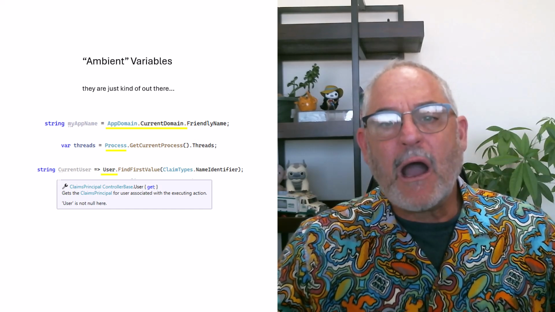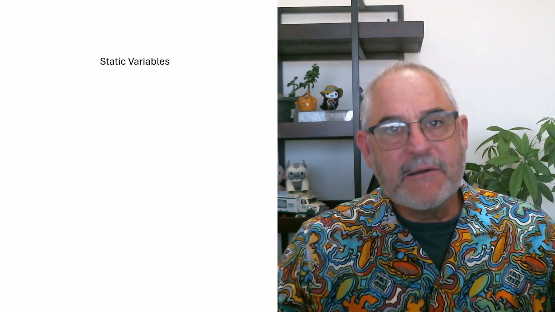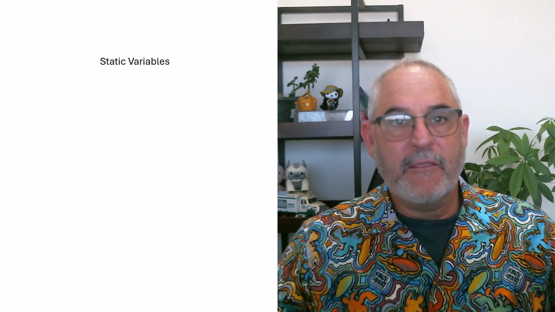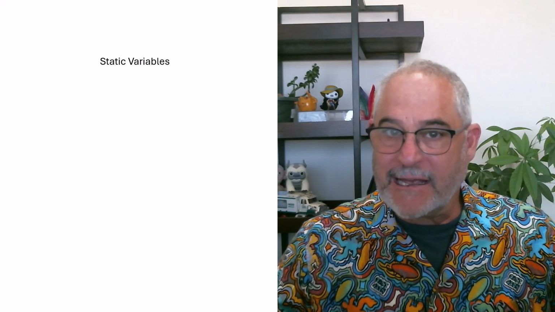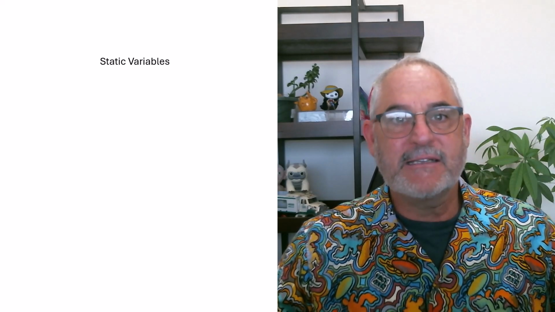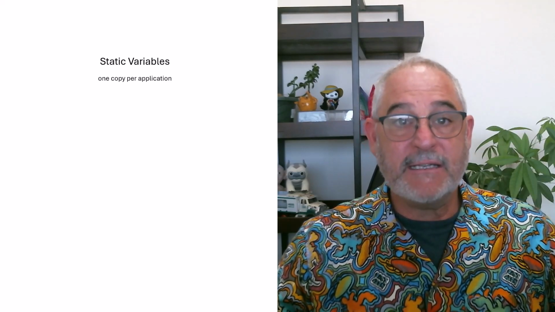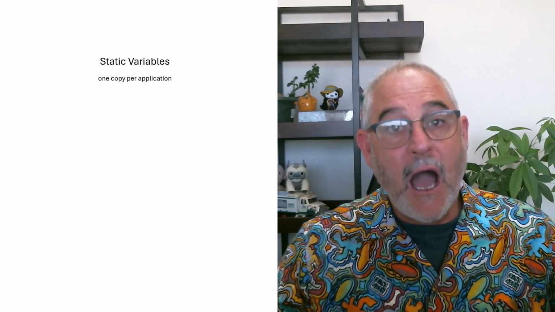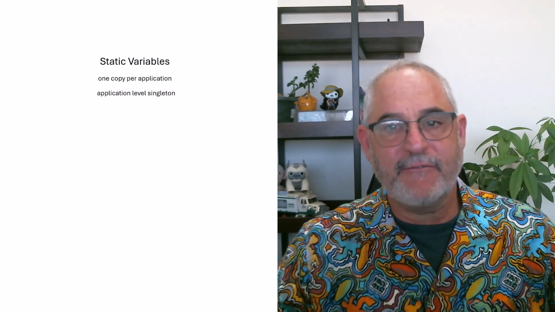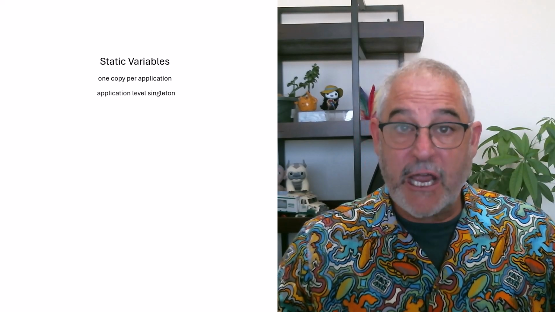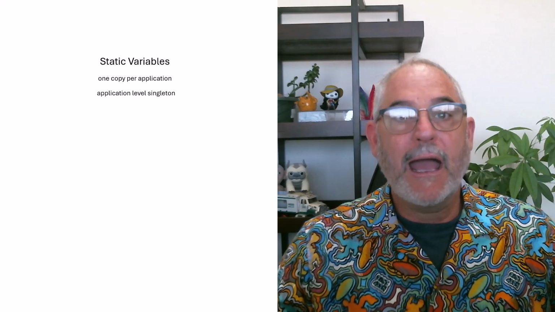So how are these kinds of things implemented? For the ones that are truly global, the most common way is just to use a static variable. Now, the keyword static in C# is sometimes misunderstood. It doesn't mean unchanging. What it means is you have one copy per application, or another way to say that is it's an application level singleton. It can definitely change unless you mark it as read-only, but it's one per application.